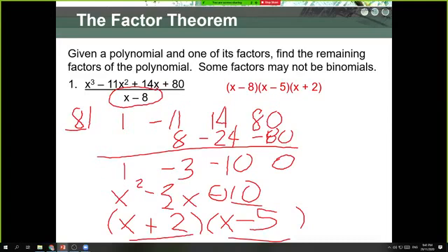And the roots are, we have opposite of negative 8, positive 8. The opposite of negative 5, that's positive 5. And the opposite of positive 2, that's negative 2. And there you have it. Those are your roots, and those are your factors as well. Okay?